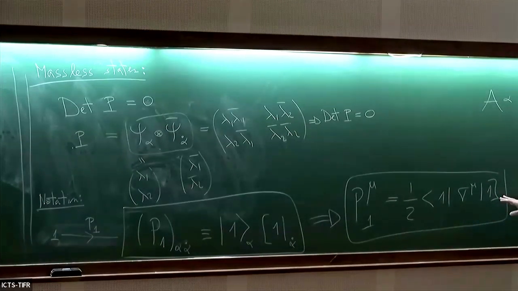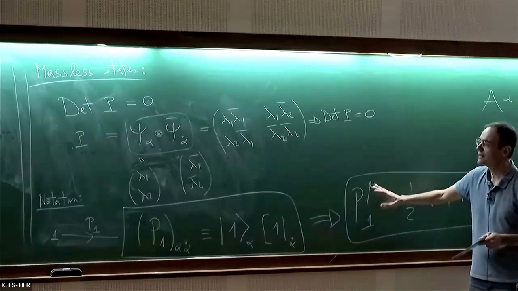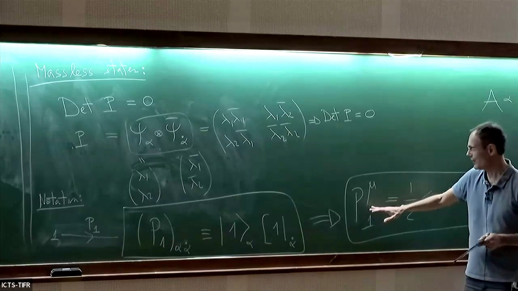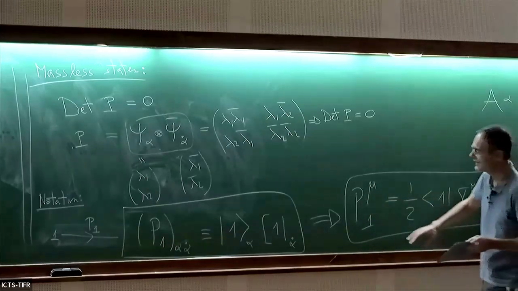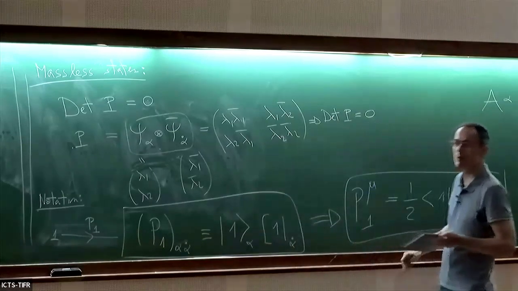Sometimes this is not needed, because we're not going to build amplitudes with the P mu. This is the way you have done it. We're going to write amplitudes with these guys. These are going to be the guys for us now, the spinors. The amplitude will be written with the spinors.